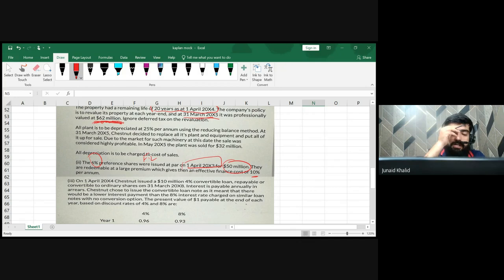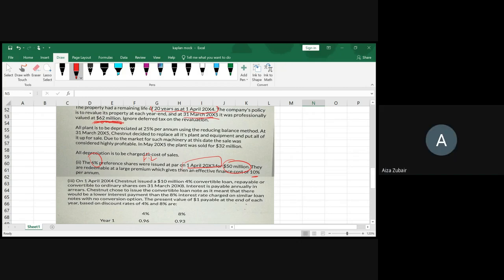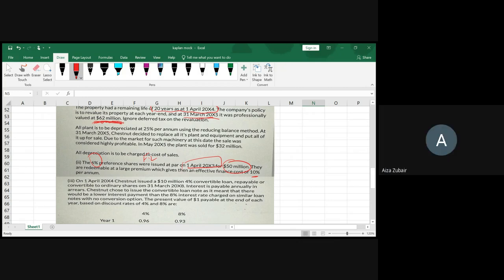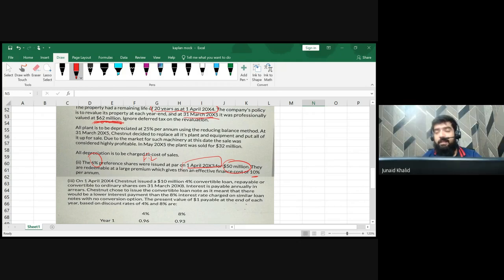So 10% is the effective rate. So 6% is known as what? If 10% is the effective rate, 6% will be known as what? The coupon rate. Six percent coupon rate. Now, if you want to perform the accounting for the financial liability, are you going to use fair value through P&L? For financial liability, are we going to follow fair value through P&L?